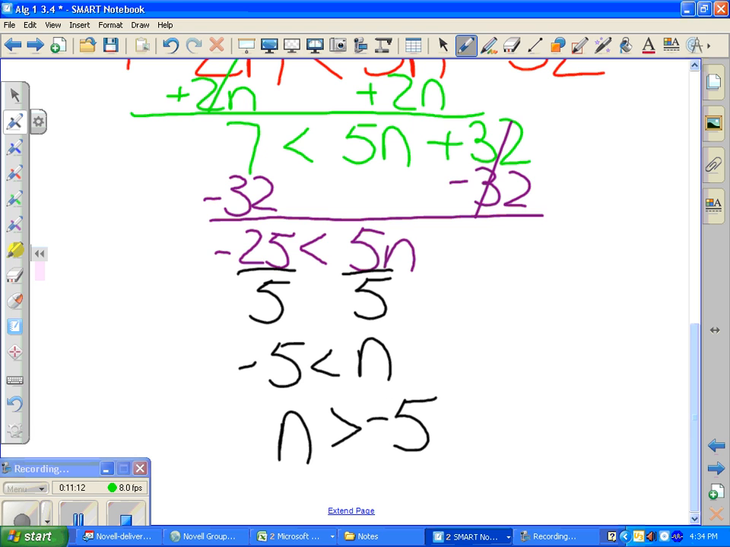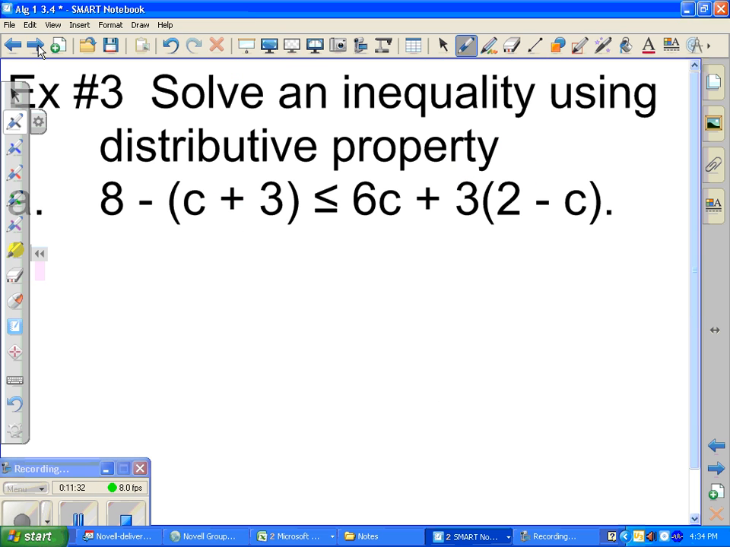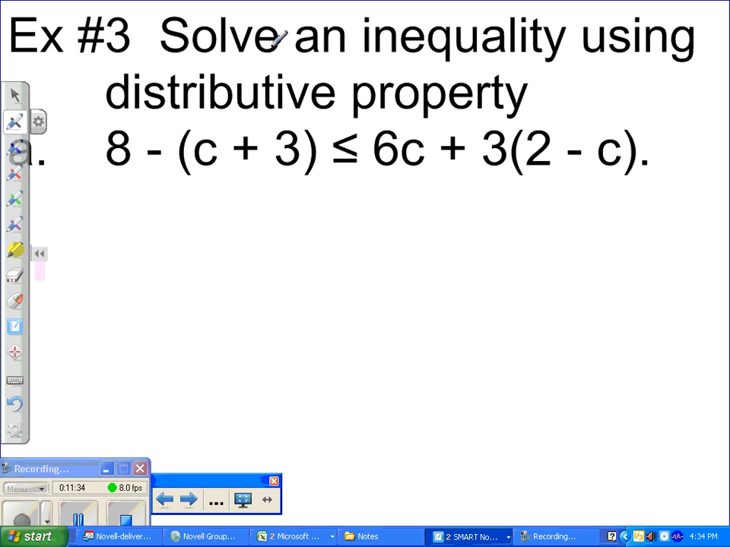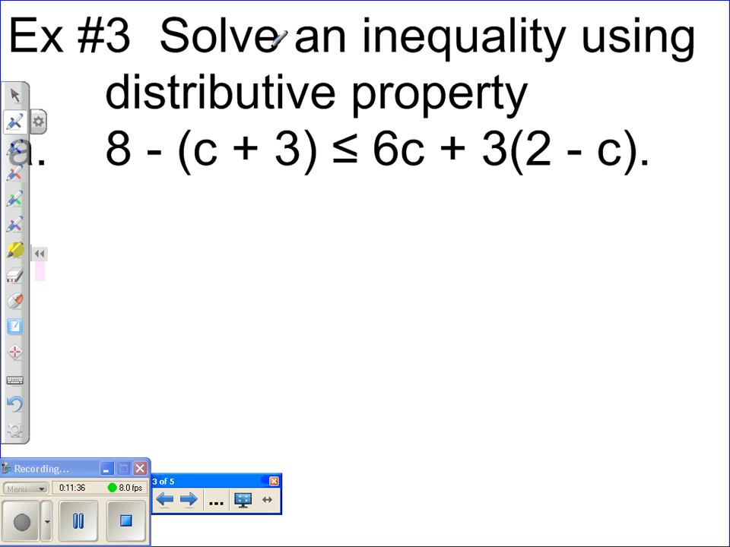I didn't switch it because the 5 was positive. That means I left it the same. I switched it because the n was written last. You got to reverse that. All right, so finish writing this one down, and we're going to move on to the next slide. I'll let you write down example number 3, and then we'll solve it together.